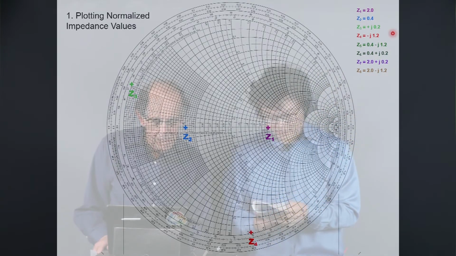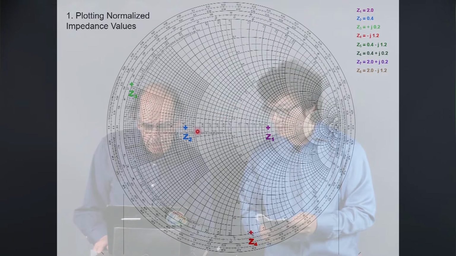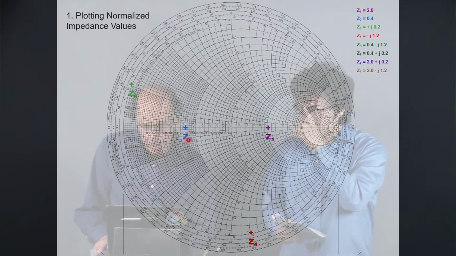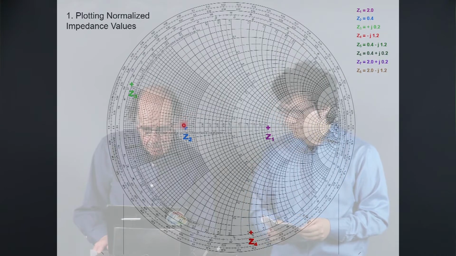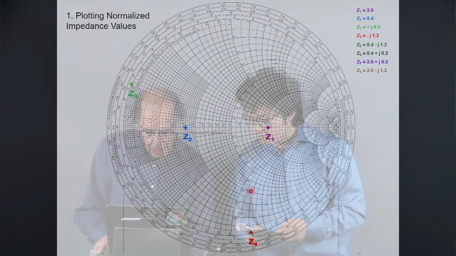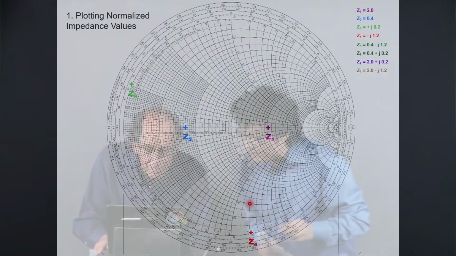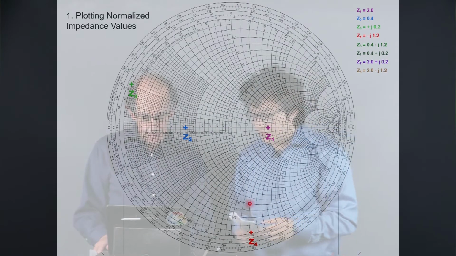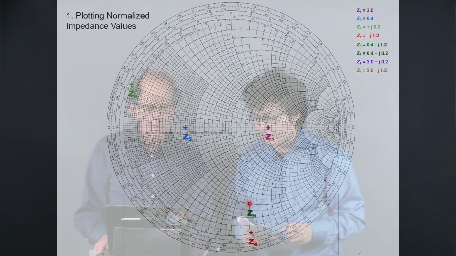So Z5 is 0.4 minus j1.2. Well, 0.4 was Z2, so we're on the 0.4 circle. There it is, this circle going all the way around. And it's minus j1.2, so we're in the bottom half. So we did 0.4, and we did minus 1.2. I think it's right there. And we've got to move it over. Yeah, there we are. So we're in the right circle for Z, and there we are, Z5.